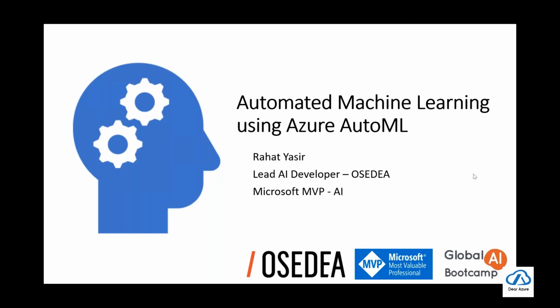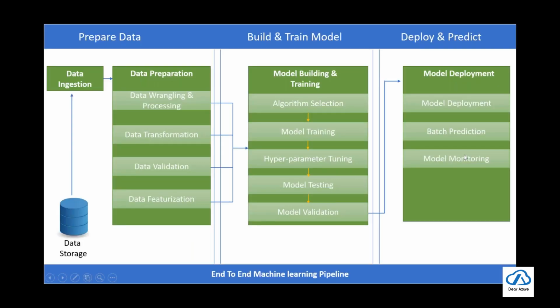Okay. So automated machine learning, or AutoML. If it was not a virtual session, I would have asked all of you how many people are familiar with an end-to-end machine learning platform, or how many people today are working with machine learning or data science or designing AI models. So before I jump into automated machine learning, I would like to talk a bit about the general end-to-end machine learning pipeline. On this screen, we can see an end-to-end machine learning pipeline. There are three sections here: prepare data, build and train model, and deploy and predict model.